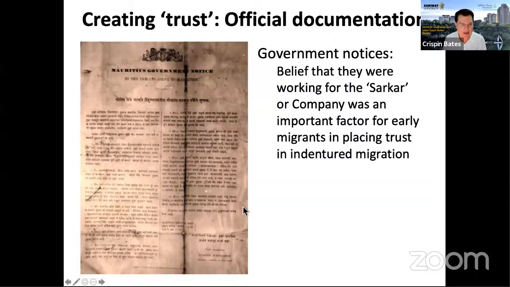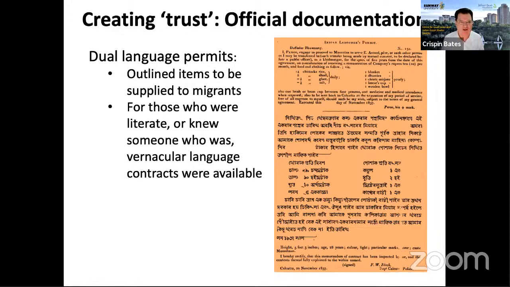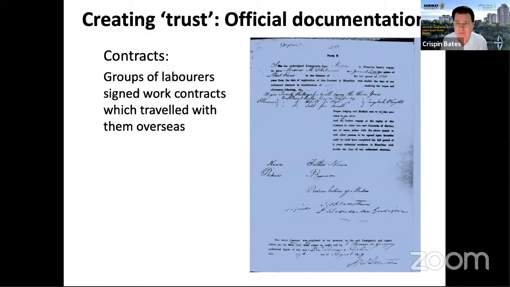Another method adopted in order to enjoin trust was the issue of dual language permits, which outlined the items to be supplied to migrants. For those who were literate or someone who knew someone who was literate, vernacular language contracts were also available, so people could know exactly what they were being paid to do and how they would be remunerated for the duration of their three-year contract. We have copies of contracts in which groups of workers have all appended their signature, contracts which then traveled with them overseas.